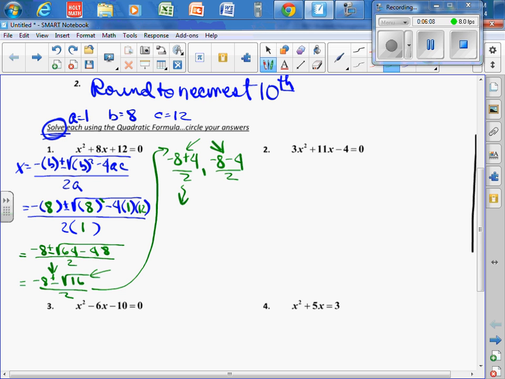Negative 8 plus 4 is negative 4 over 2 is negative 2. And negative 8 minus 4 is negative 12 over 2 is negative 6. So our two answers, this particular parabola crosses the x-axis at two different places, at negative 2 and negative 6.